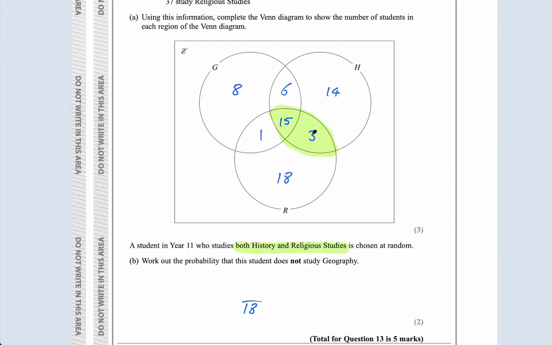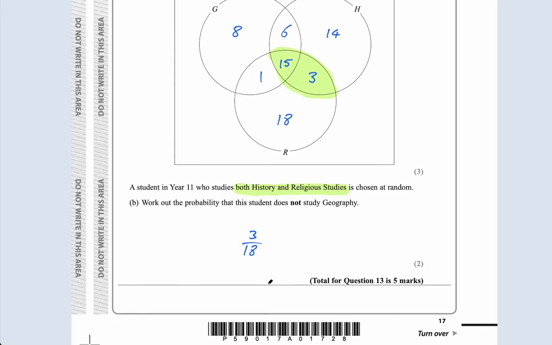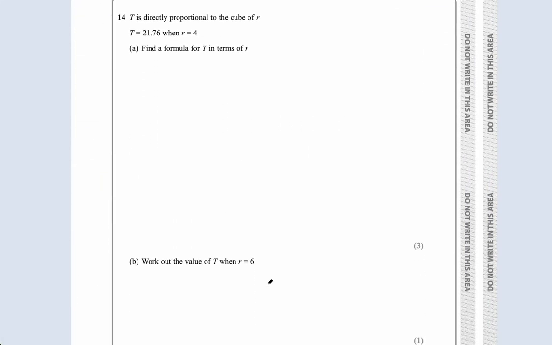Well, look, these 3 do not study geography. These guys do study geography. These guys don't. So it would be 3 out of 18. That's the answer. Okay, question 14.